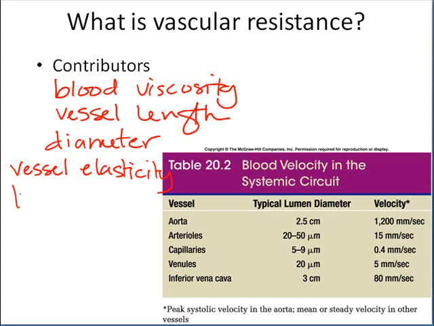And last one, this one's pretty obvious. If you plug up the lumen of a blood vessel with some occlusion, like a blood clot, for example, that's obviously going to impact resistance.